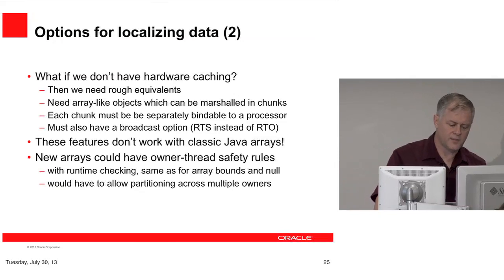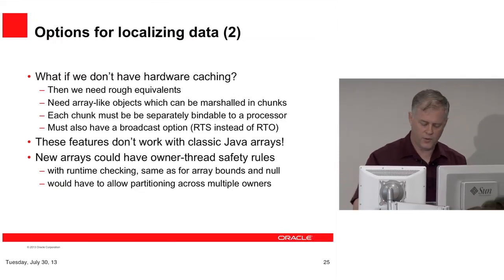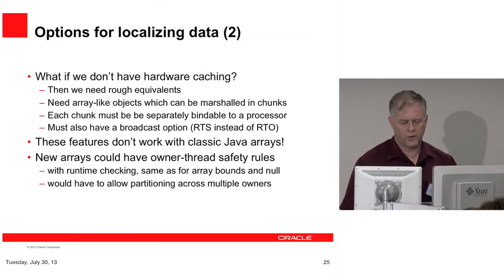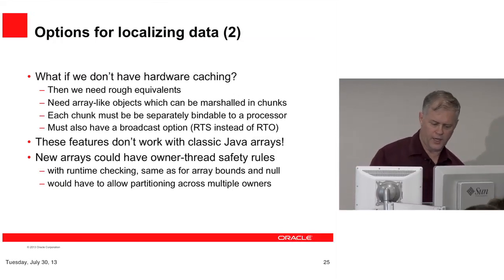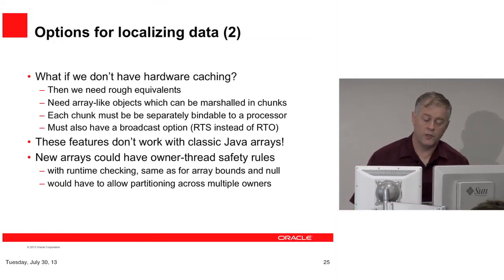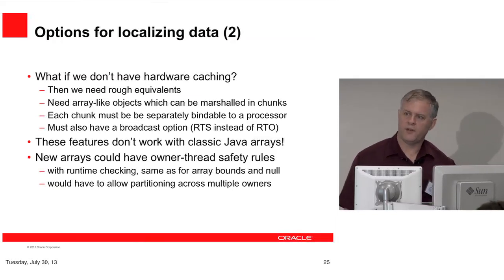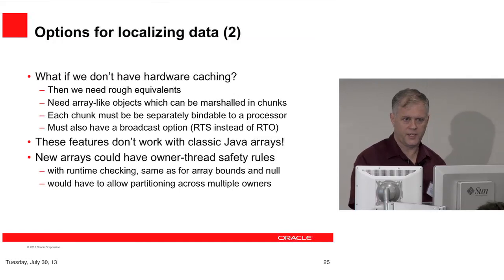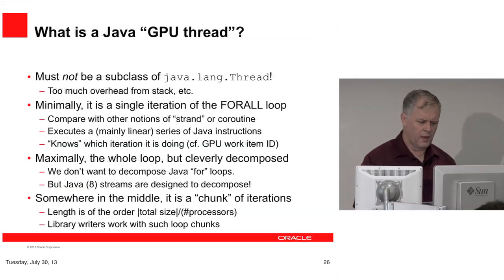So these concepts are worth thinking about because they do up-level into meaningful APIs. But that doesn't work with Java arrays. So until we do new Java arrays, we're going to be a little bit stuck. But new arrays could have these new safety rules, not just bounds checking, but thread ownership checking, and safe partitioning and so forth.